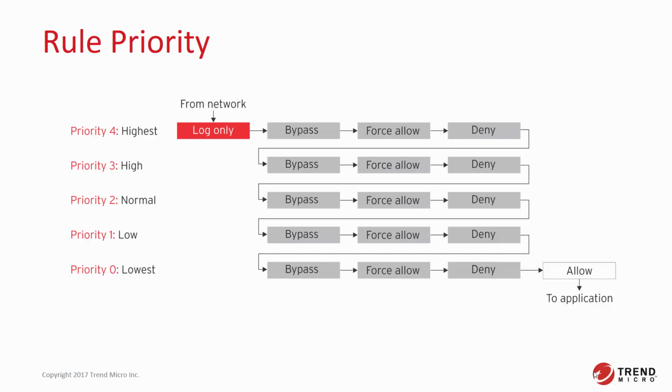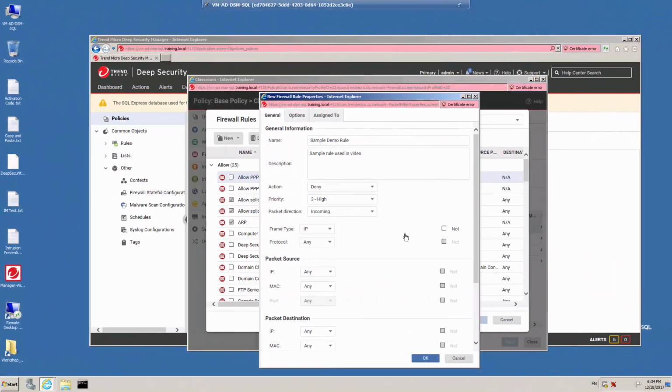For example, a port 80 incoming rule with a deny action with a priority of 3 will drop a packet before a port 80 incoming rule using force allow with a priority of 2 ever gets applied to it. Note in this illustration that log-only rules always have a priority of 4, so they will always be processed first, and allow rules have a priority of 0 and will always be processed last before the traffic gets passed off to the application.